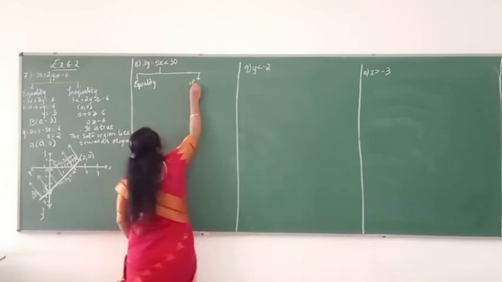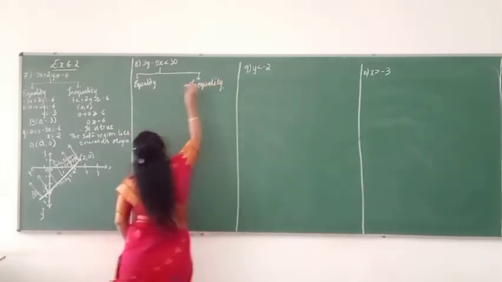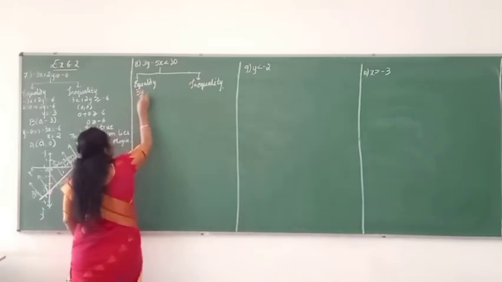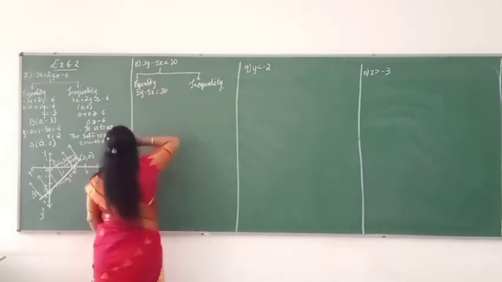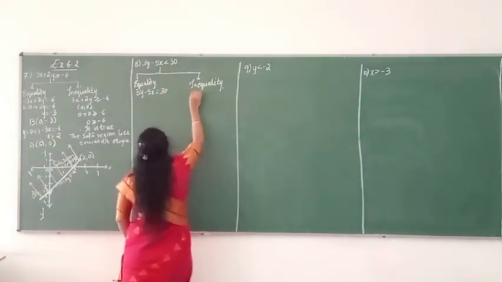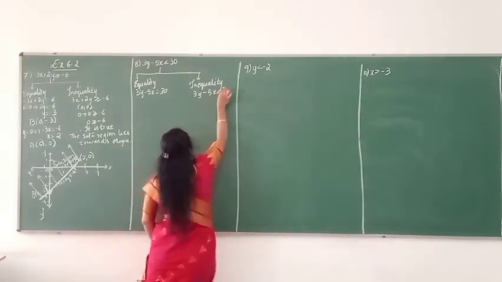Equality, inequality. So this will be 3y minus 5x is equal to 30, and the next one, 3y minus 5x is less than 30.